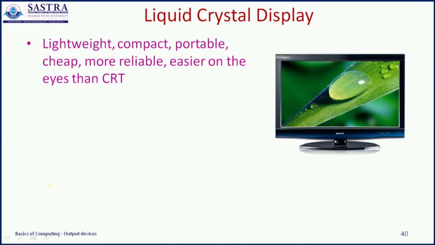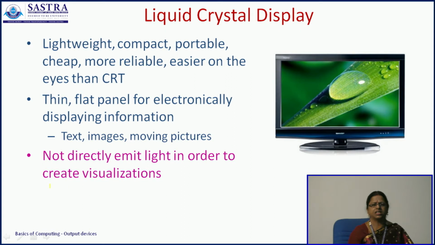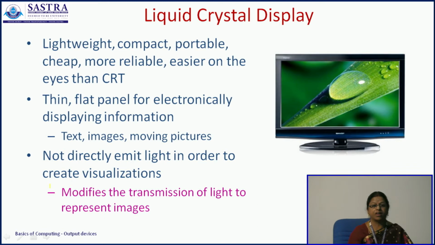LCDs are lightweight, compact, portable, cheap, more reliable and easier on the eyes than the CRT. LCDs consist of a thin flat panel for displaying information electronically, in the sense that it can display text, images or moving pictures. It does not directly emit light to create visualization but modifies the transmission of light to represent images. All of us would be using this kind of LCD display.